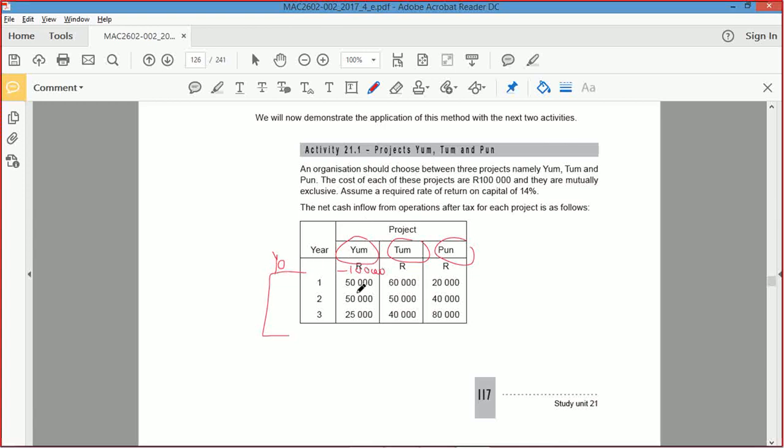Then you've got cash flows of 50, 50, 25 for the first, 60, 50, 40 for the second, and for the last project 20, 40, 80. Those are cash flows. Assume a required rate of return of 14%, so your I is 14%. Grab your financial calculator and work out NPV. I want NPV for Y, T, and P. What do you get? I'll do Y first.